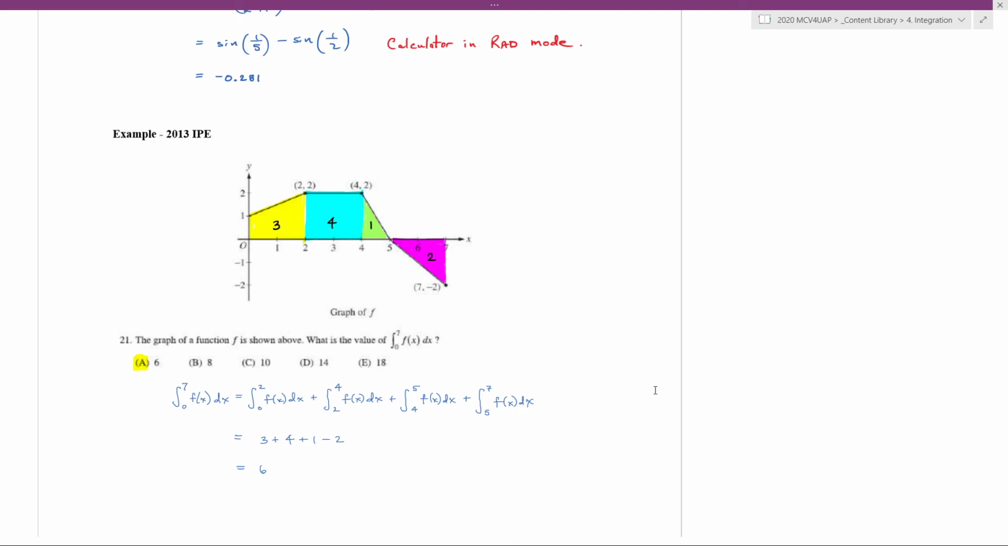So if I want to know what the value of the definite integral is from 0 to 7, okay, we're integrating from left to right, I add 3, I add 4 and 1 together to give me 8, and then I got to subtract the 2 because it's below the x-axis, and I get a value of 6, which is the integral from 0 to 7. So that value is 6. If it asked you for the value of the integral from 7 to 0, the answer would be -6.